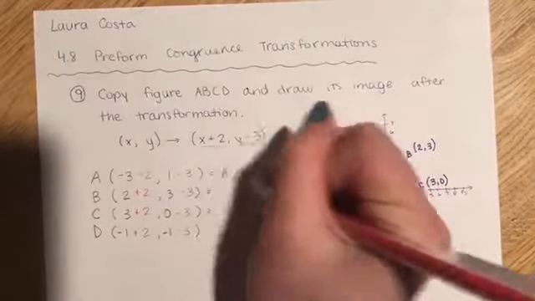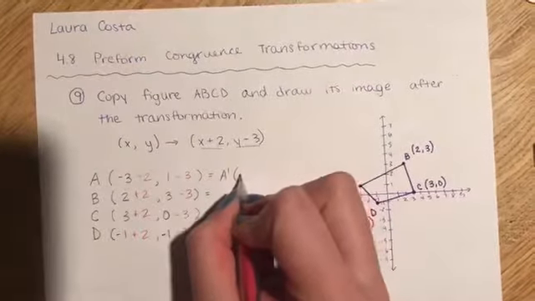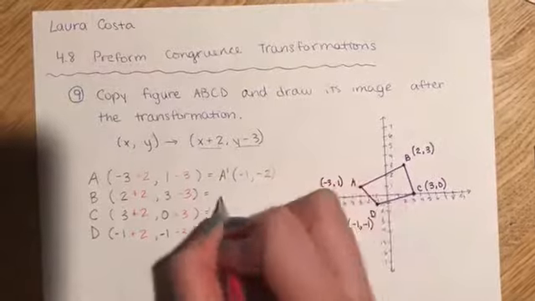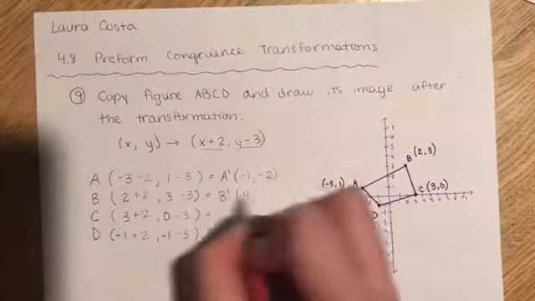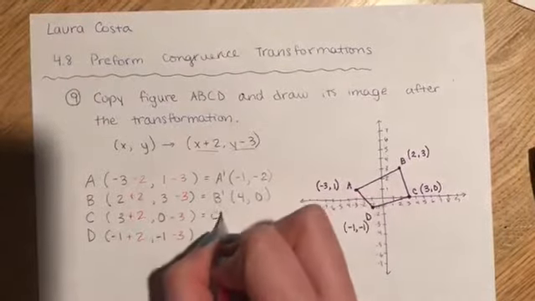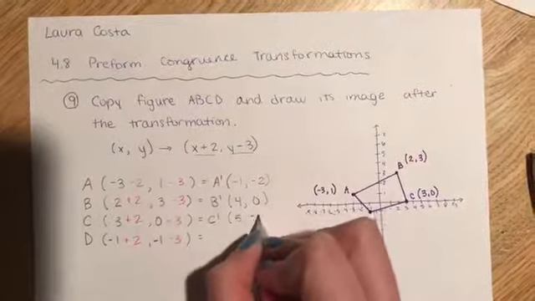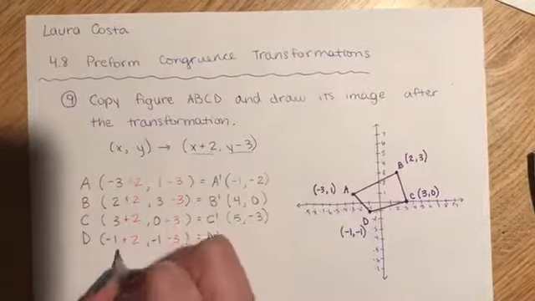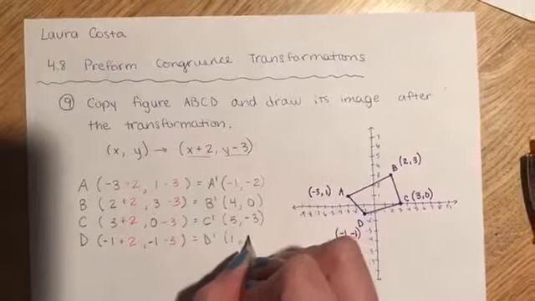That means A prime will be -3 plus 2 is -1, and 1 minus 3 is -2. B prime will be 2 plus 2 is 4, 3 minus 3 is 0. C prime will be 3 plus 2 is 5, 0 minus 3 is -3. And D prime will be -1 plus 2 is 1, and -1 minus 3 is -4.